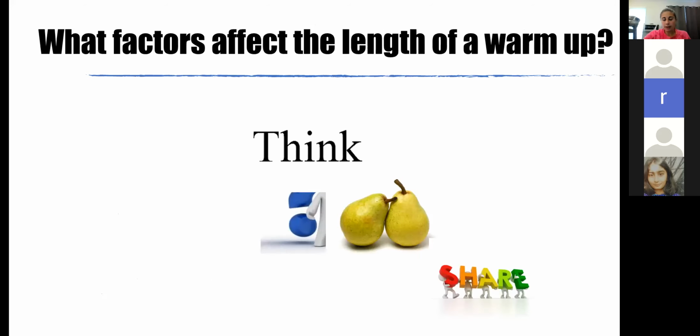So let's think, and this is a question for you now. What factors might affect the length of a warm-up? So what might be some factors that might make someone's warm-up longer? What might make someone's warm-up shorter? What are some ideas you might have?